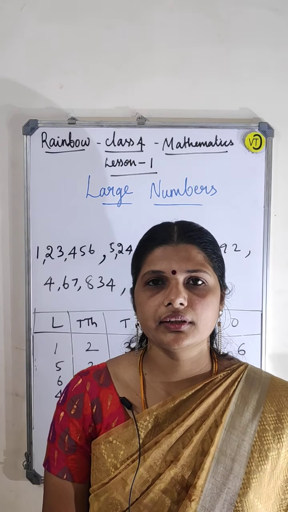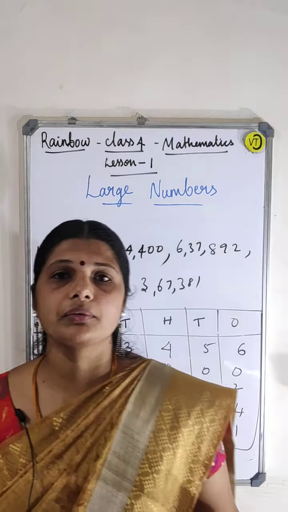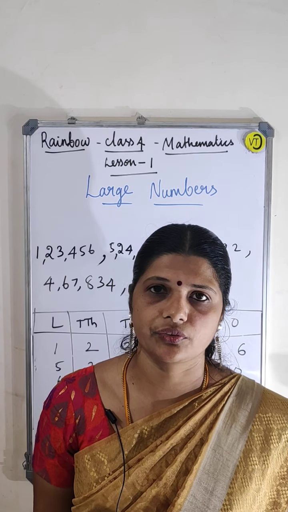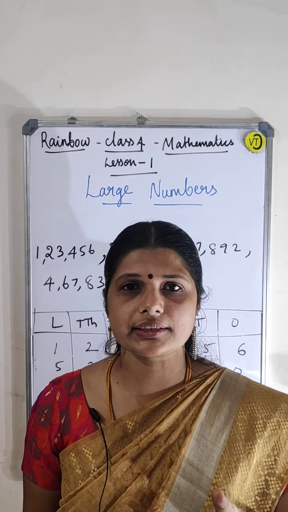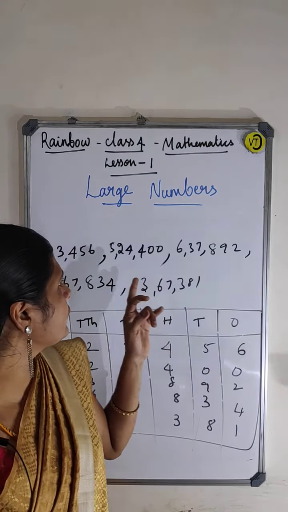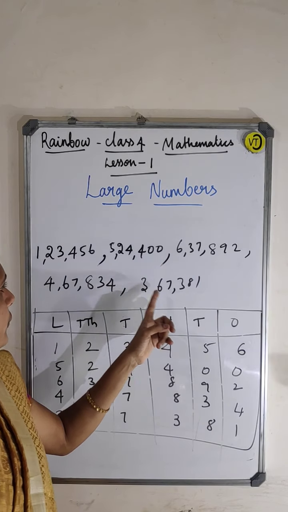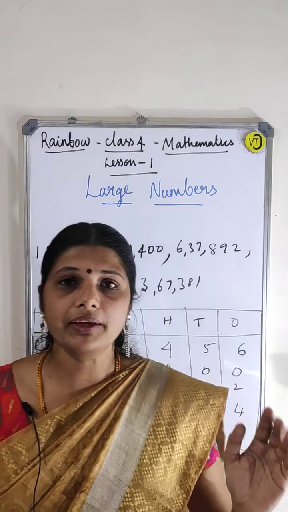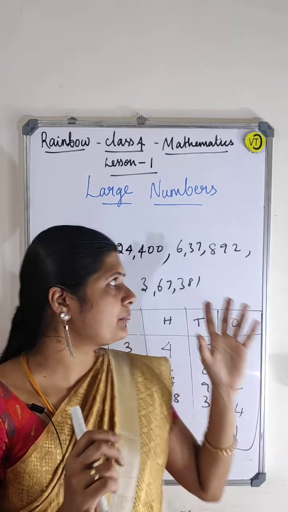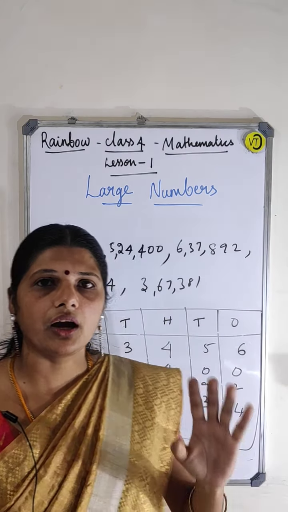Okay guys, here I have given one example. You have to arrange the numbers in the descending order. First of all, what I told you, descending order means bigger number to smaller number. Here I have given 6 digit numbers, 5 numbers I have given. These are big numbers, right? You have to write these big numbers in the descending order. How can you write?